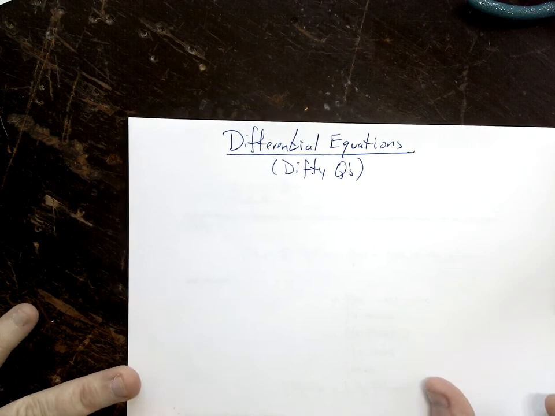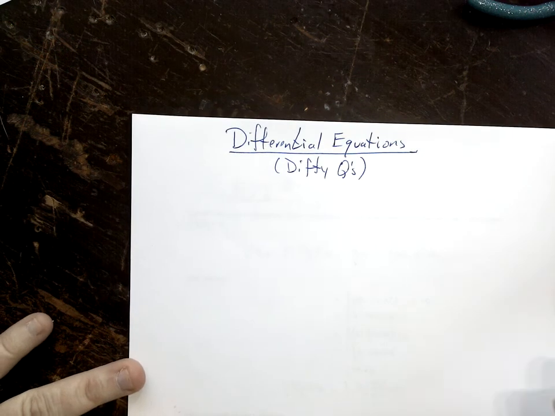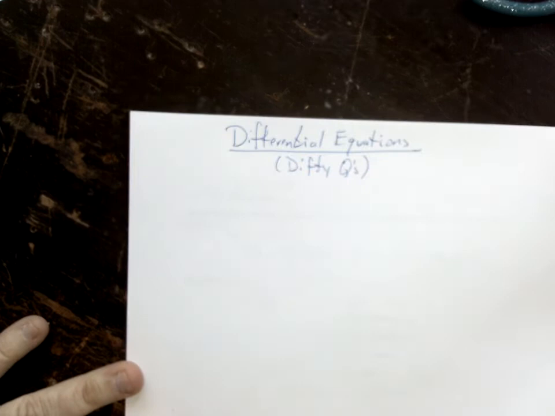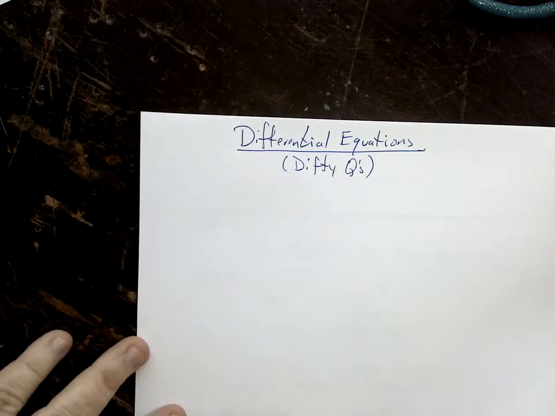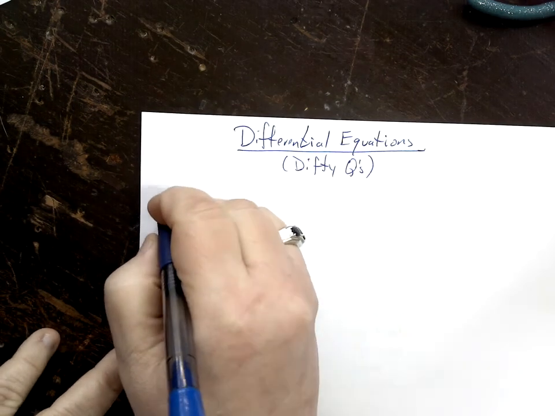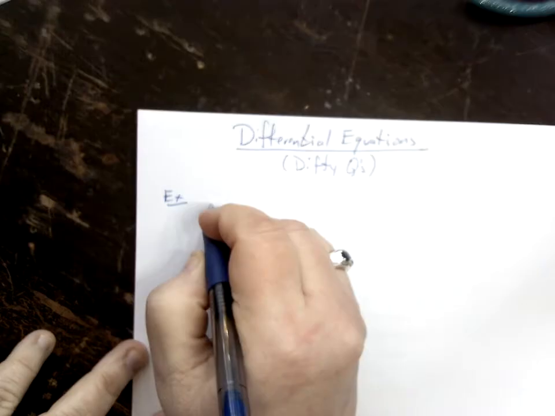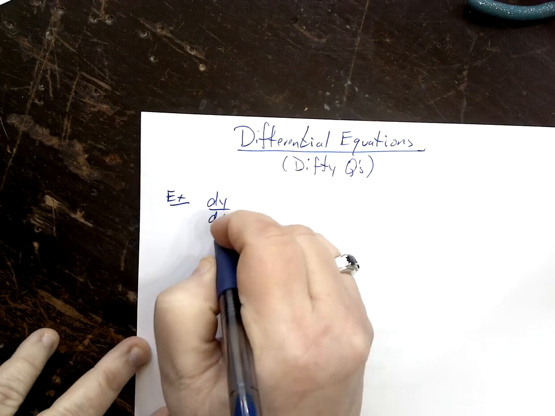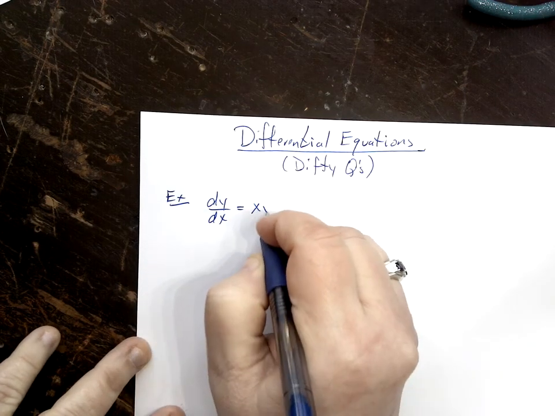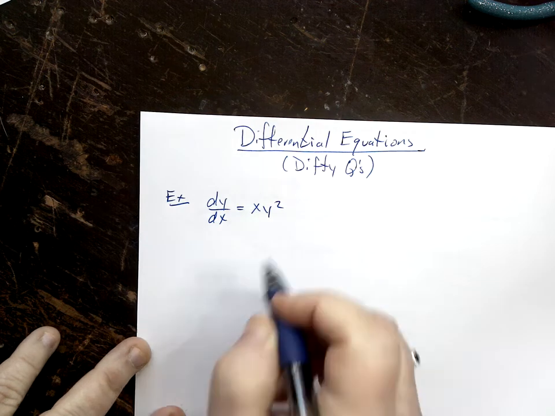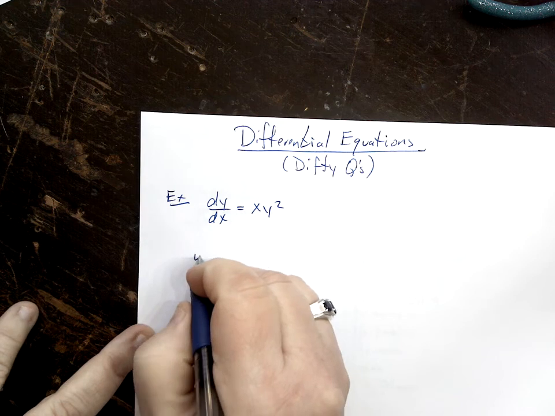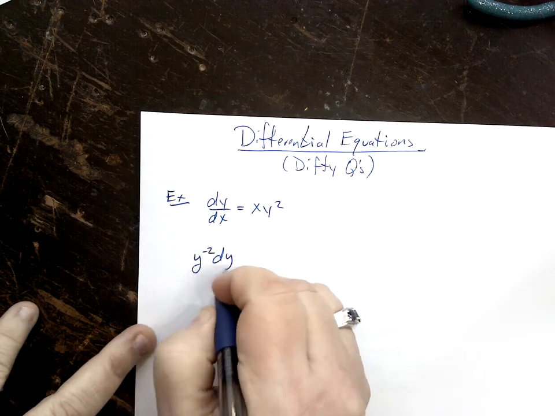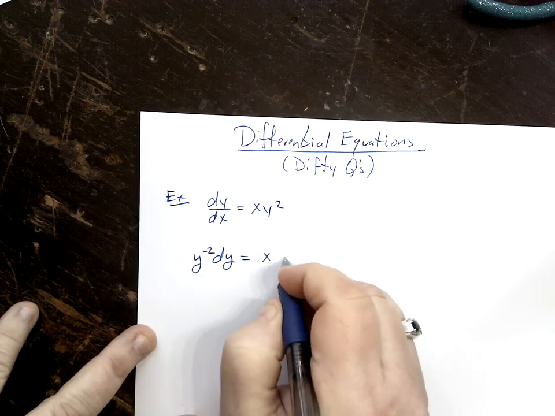This equation with derivatives in it. The only ones we're going to solve are ones that are separable, which means you can get all the x's on one side and all the y's on the other. So for example, let's say I have dy/dx is equal to xy squared. I can get the y's on the left and the x's on the right. So I'll have y to the negative 2 dy is equal to x dx.